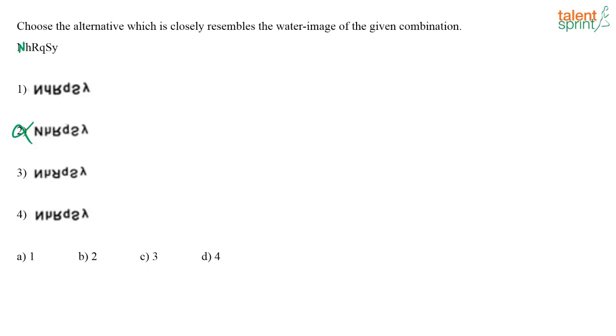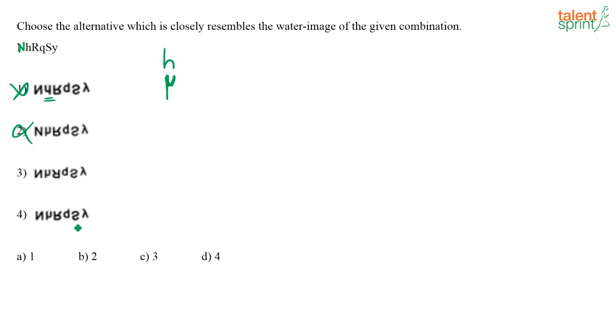Again, look at option 1 here, H, right? So how will the inverted image of H be? It has to be like this, no? So if this is H, inverted has to be like this. So here it is not like that. So that is also wrong. Now you are left with option 3 and option 4.